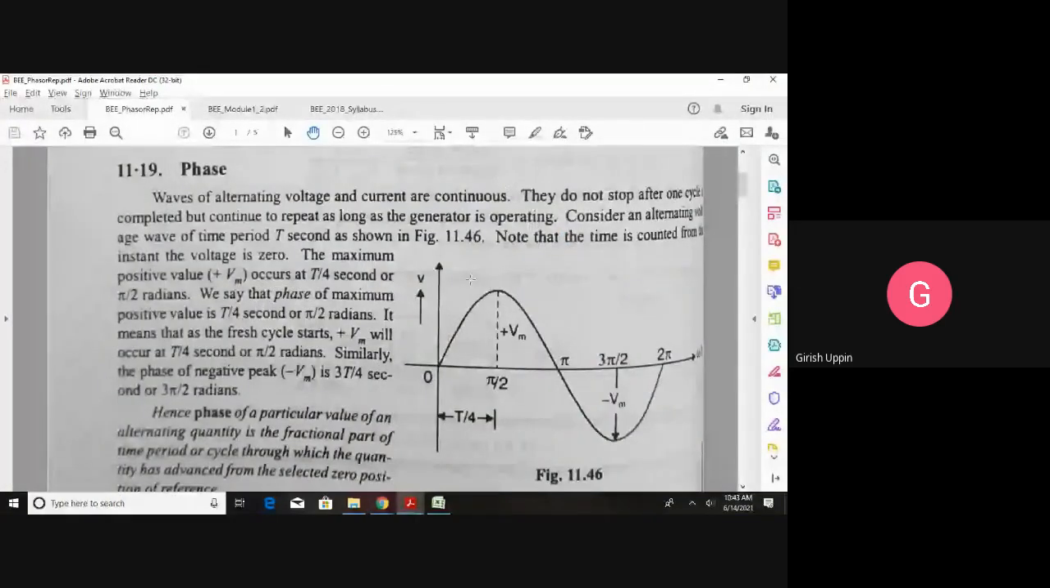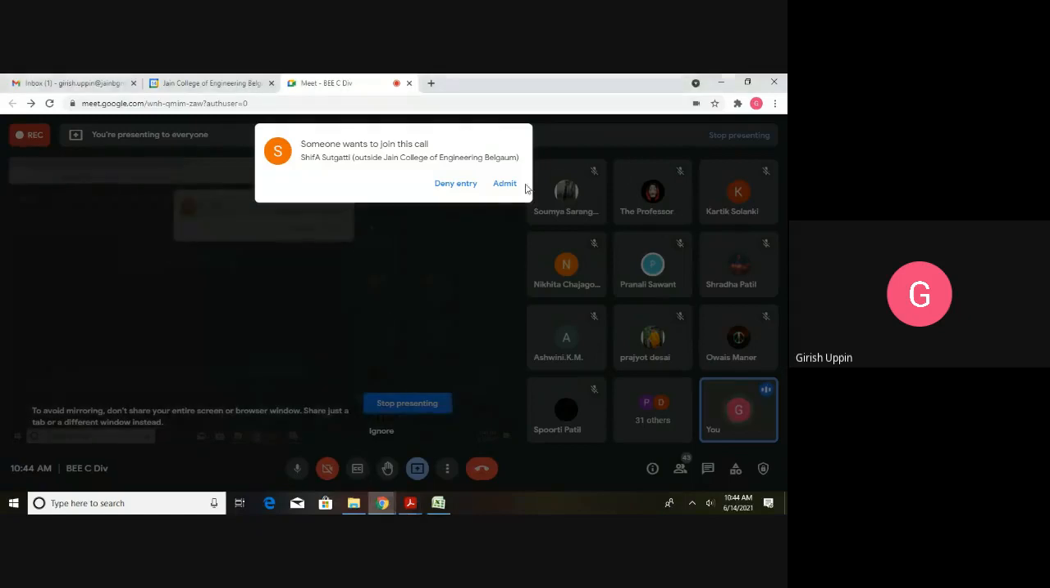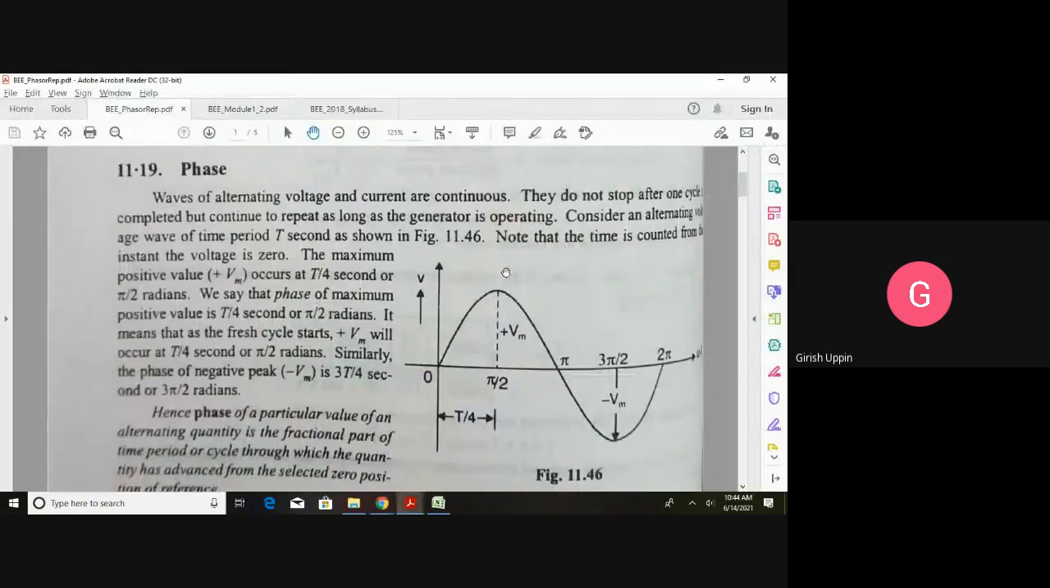Then the third is the average value. We can represent this waveform as a DC equivalent. The average value is that DC equivalent which, if we connect that DC voltage for a certain period, will displace the same amount of electric charge as would be done by the alternating quantity or the alternating voltage. That is the average value.